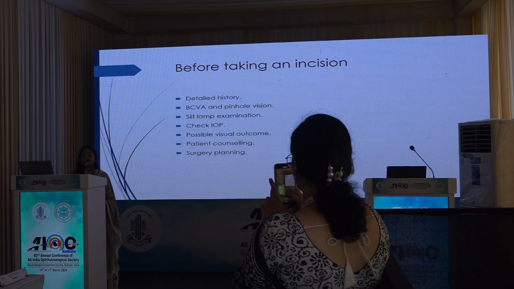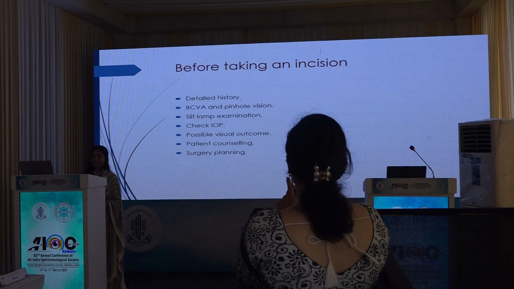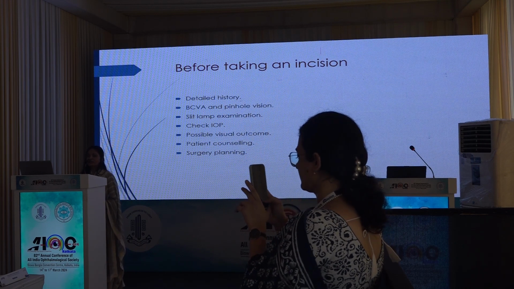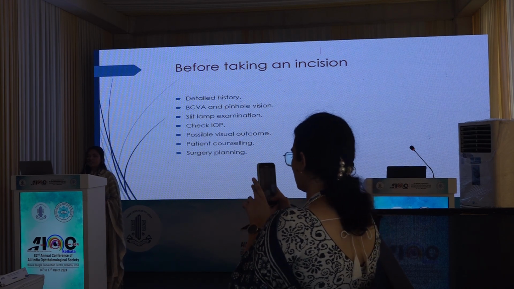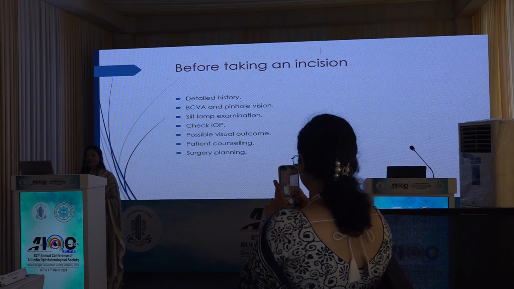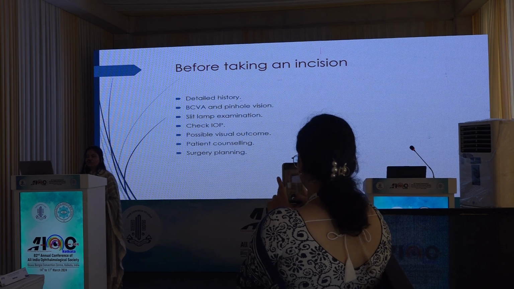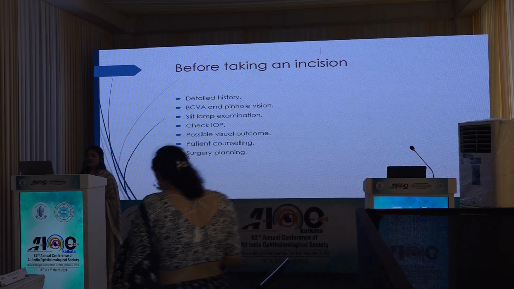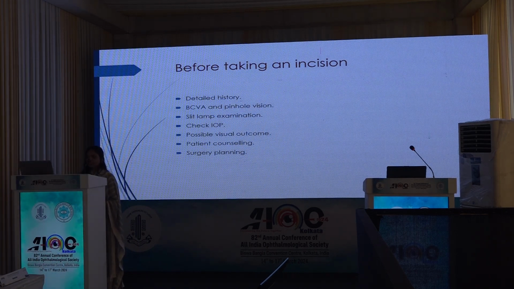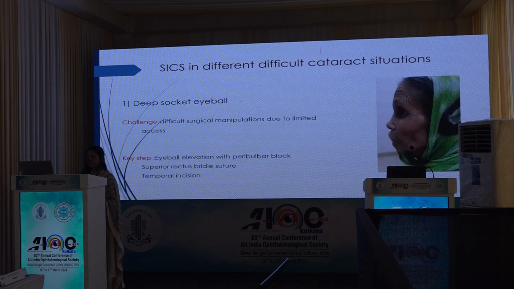So before taking an incision, we should take into account a detailed history, especially in cases of presenile cataracts, where patients might have a history of trauma, or there can be systemic illnesses like diabetes. Best corrected visual acuity as well as pinhole vision is important to know the possible visual outcome. Slit lamp examination, including both the anterior and the posterior segments, is important, as well as examination of the lids and adnexa. Intraocular pressure should be checked. It is very important to counsel the patient and customize surgical planning.